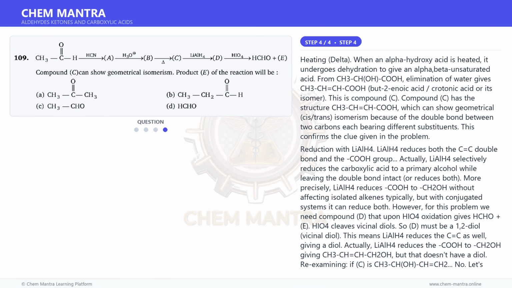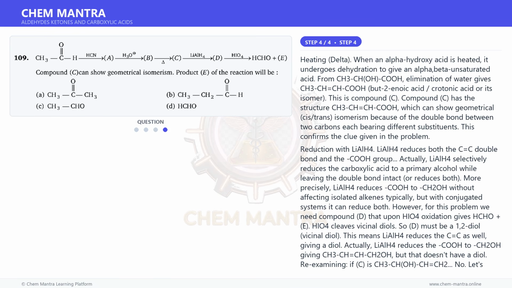No. Actually, if D is CH3CH(OH)CH(OH)CH2OH, after the hydroxylation then reduction, HIO4 cleavage gives HCHO plus OHCCH(OH)CH3, then further cleavage gives HCHO plus CH3CHO plus HCHO. The answer, E is CH3CHO, option C.